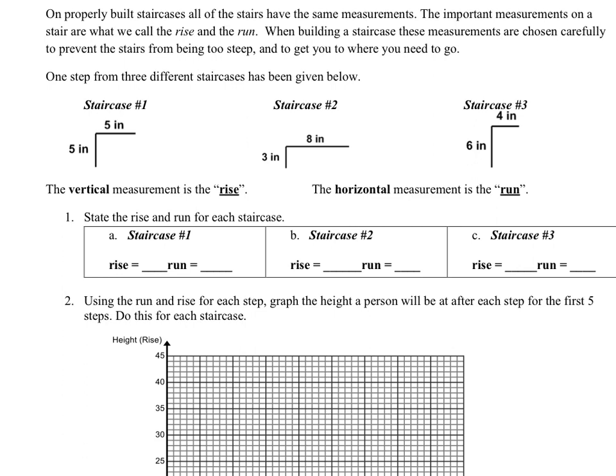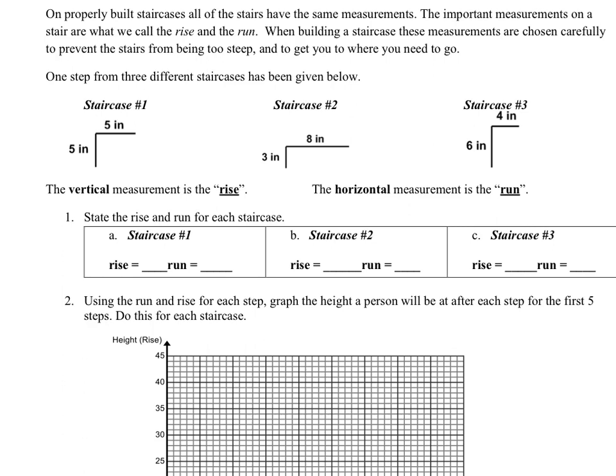All right. The important measurements on a stair are what we call the rise, which is up and down. Does that make sense? It would be up and down, rise? Okay. Yes. And then the run, which is horizontal, because it'd be hard to run on a riser.